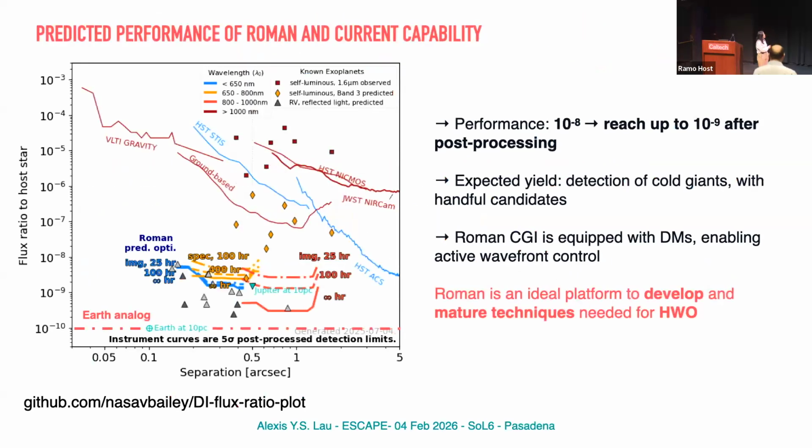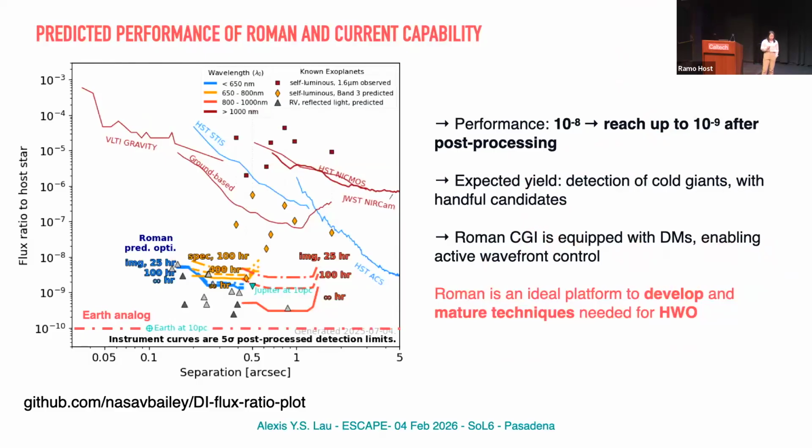Yeah, so again, the really famous plot: the predicted performance of Roman, with the help of post-processing. We are hoping to reach maybe the 10 to the minus 9 level after post-processing. And Roman will also be the first coronagraph telescope equipped with deformable mirrors, enabling active wavefront sensing and control, which makes Roman an ideal platform to develop and mature techniques that require deformable mirrors for future space observatories, for example, the HWO.